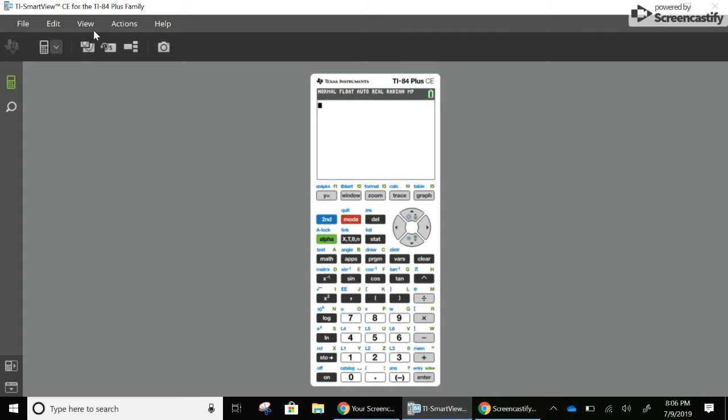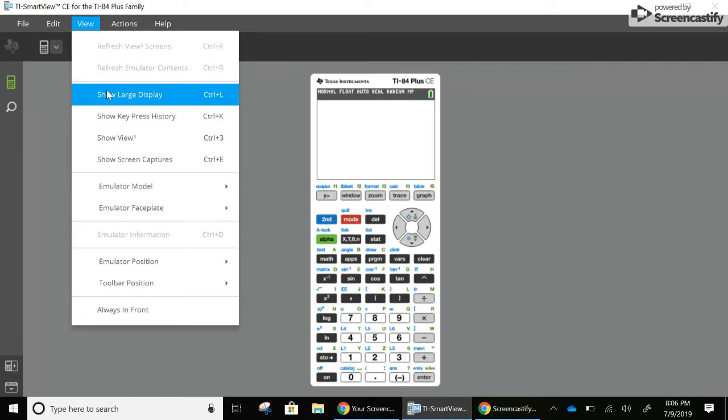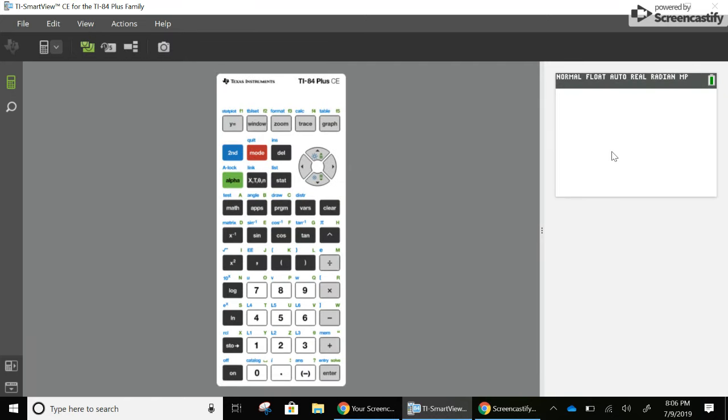Because I'm using the computer, I'm changing my display so that you can see the buttons a little better, and moving the screen over to the right. So here's my screen. This is just for the buttons. All right, so here's what we're going to do. We're going to put an equation in the calculator.